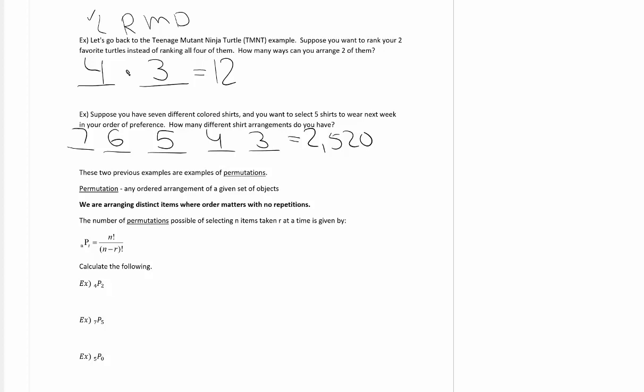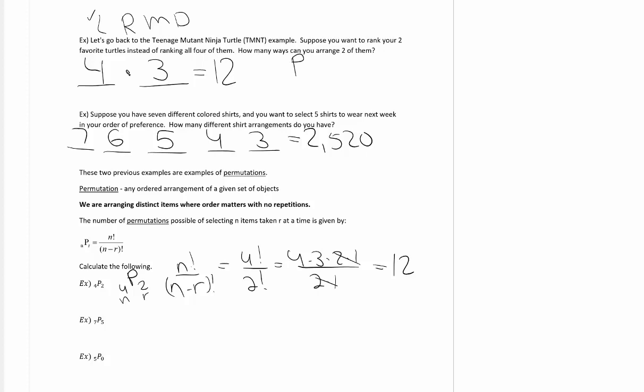So we want to do the permutation of 4 things taken 2 at a time. Well, according to our definition, the 4 is the n, the 2 is the r, so it is going to be n factorial over n minus r factorial. n is 4. 4 minus 2, that is 2 factorial. So expanding out 4 factorial, that's 4 times 3 times 2 times 1. 2 factorial is 2 times 1. Divide out the 2 and divide out the 1. That leaves me with 12. So the very first example of the TMNT example, that is also a permutation of 4 turtles, and I'm selecting 2 of them.